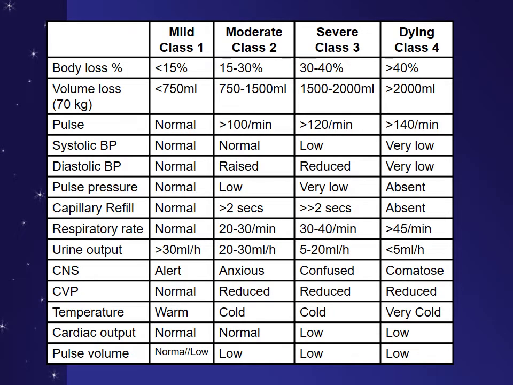So this chart shows a summary of what happens in the body when a victim is undergoing different stages of hemorrhagic shock, class 1, 2, class 3 and class 4 of hemorrhagic shock, how pulse rate, systolic blood pressure, diastolic blood pressure, pulse volume, capillary refilling, etc. change as the patient progresses through different stages of hemorrhagic shock.